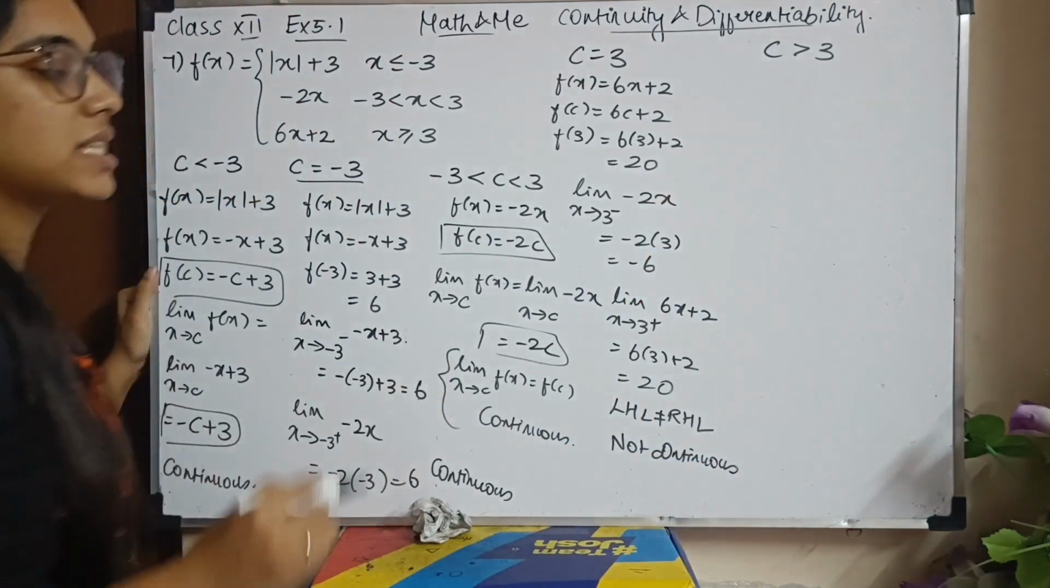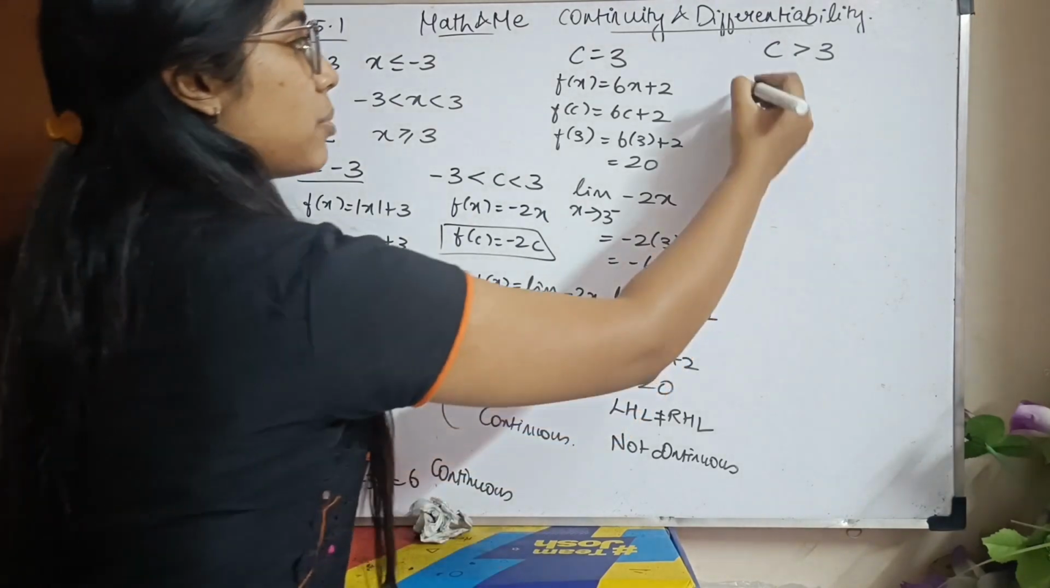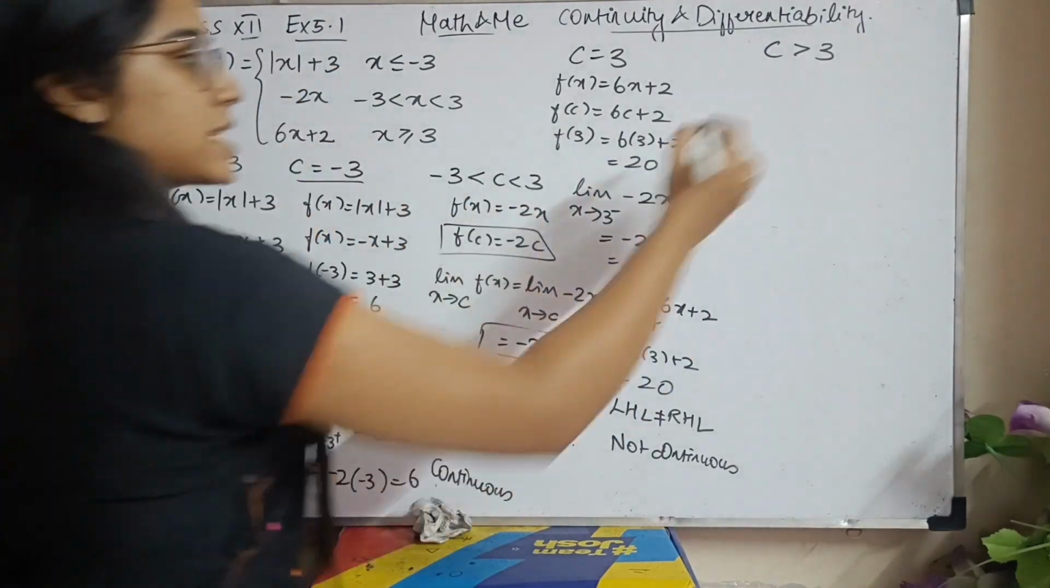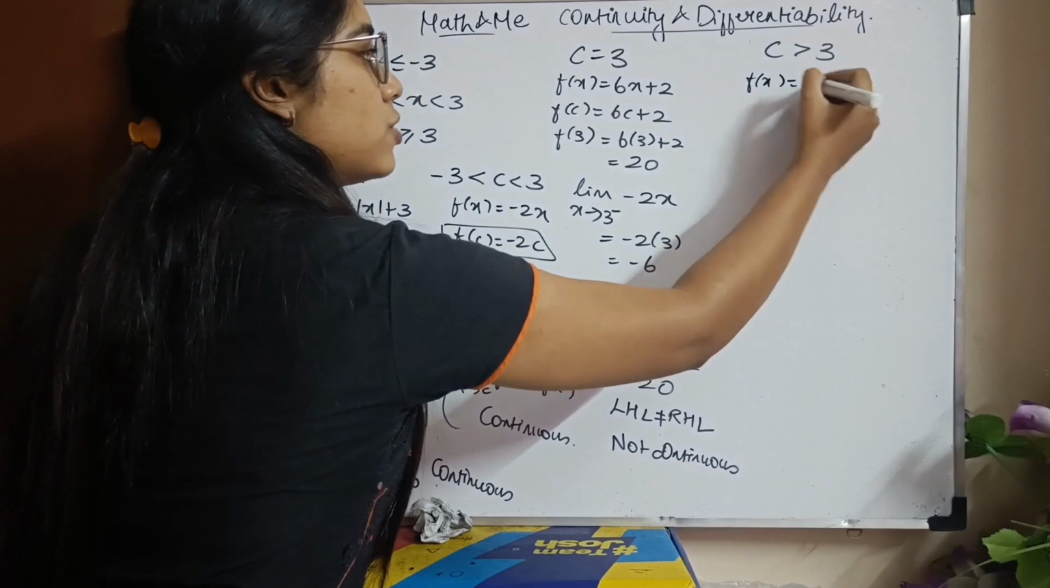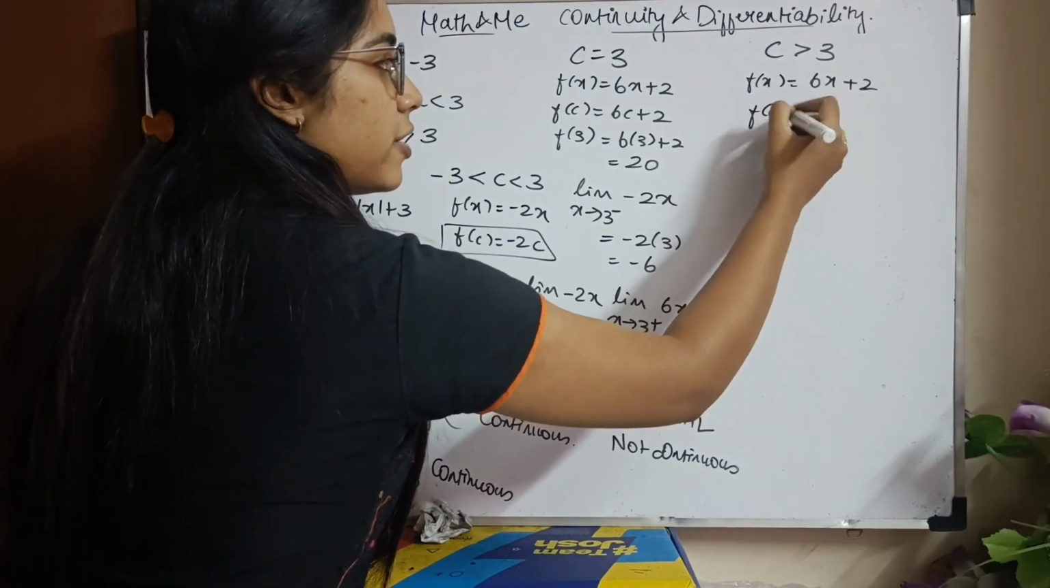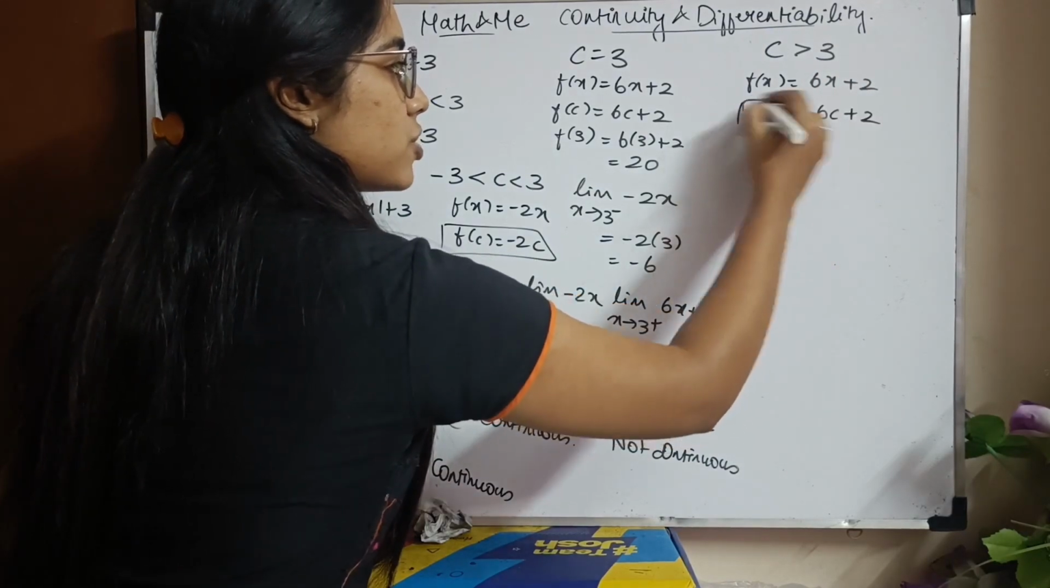What is my final case? C greater than 3. What is my condition? One and only condition. 6x plus 2. So f of x is equal to 6x plus 2. So f of c is going to be 6c plus 2. So this is my f of c.